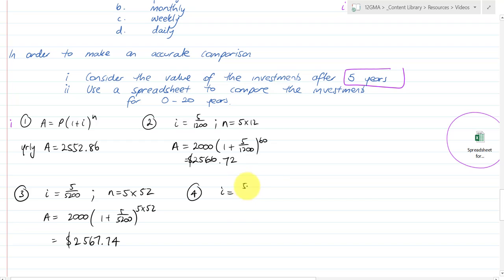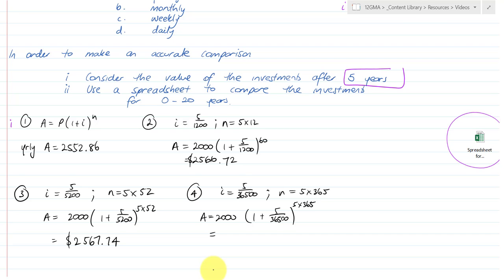Our fourth option, of course, is daily. So I is equal to 5 over 36,500, and N is equal to 5 times 365. Therefore A is equal to 2,000 times (1 plus 5 over 36,500) to the power of 5 times 365. Take your guesses as to what this will be. And the answer is $2,568.01.